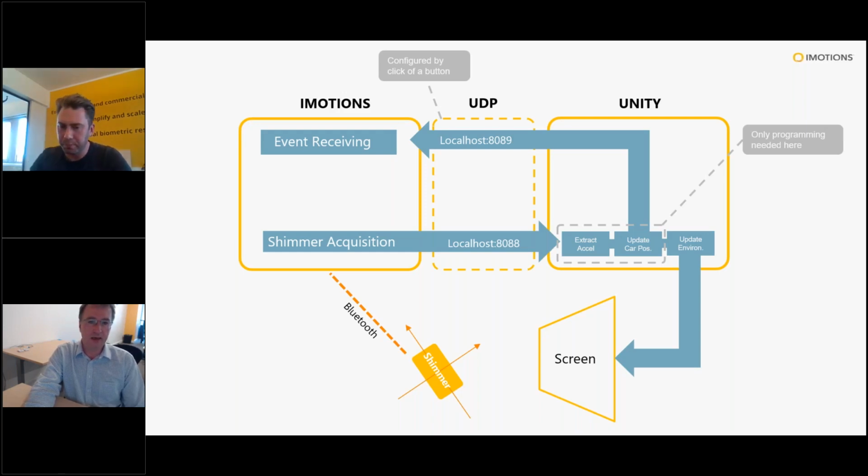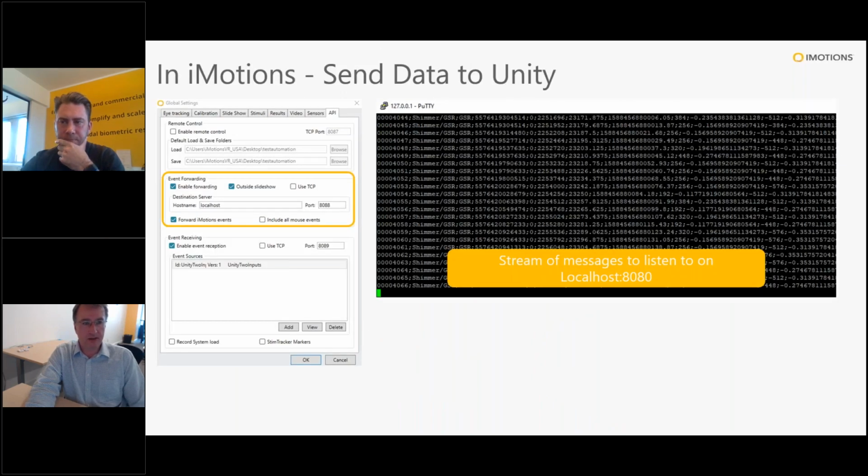Once we have done that, Unity is programmed to send back to iMotions over localhost port 8089 the position of the car, the X and the Y coordinate of the car within the environment. And iMotions is then configured to listen for these events and understand how they are formatted, pretty much like what Tu just described. Not to repeat everything that Tu said, but this is how it was configured. Actually, Tu didn't talk about this part, so this is not repeating what he said.